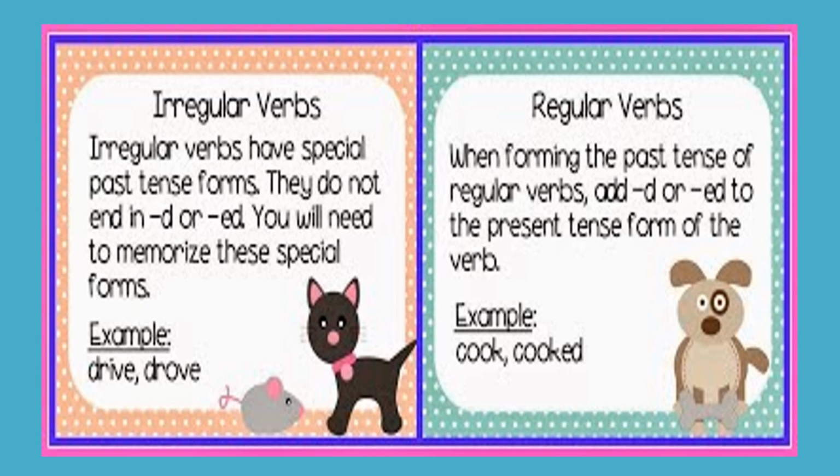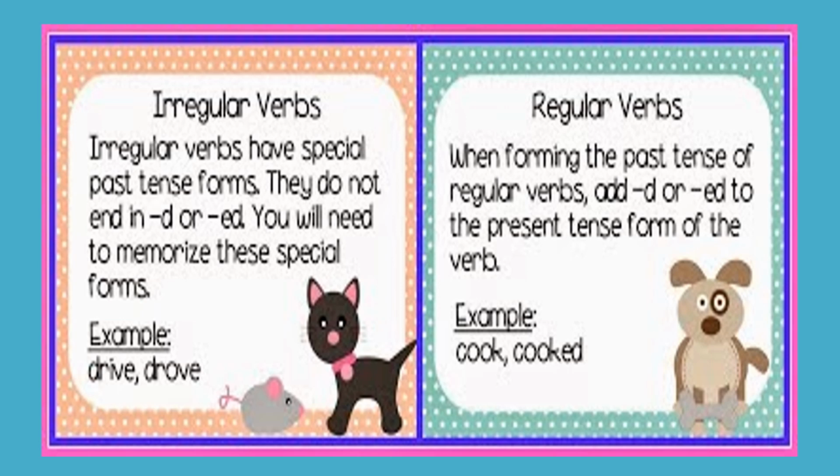We have two groups in the verbs, children. Irregular verbs and regular verbs. Let's see what is the difference. Irregular verbs have special past tense forms. They do not end in D or ED. You will need to memorize these special forms. Example, drive, drove.